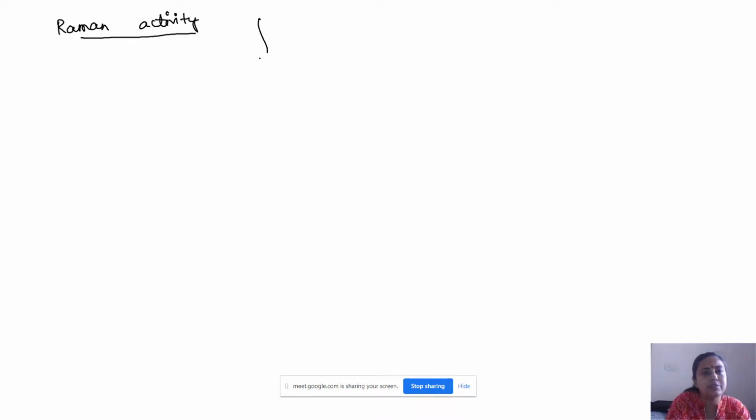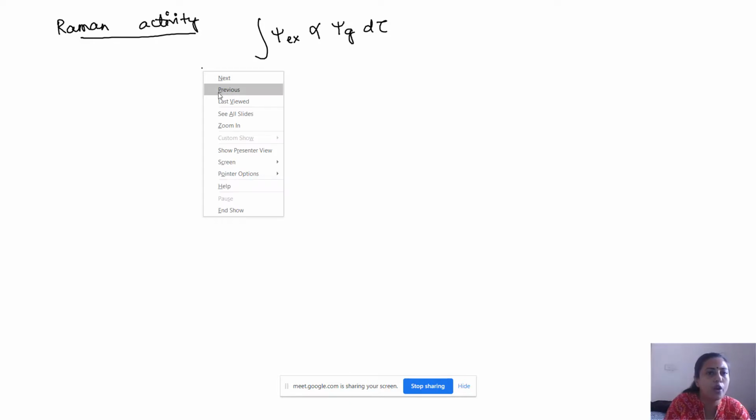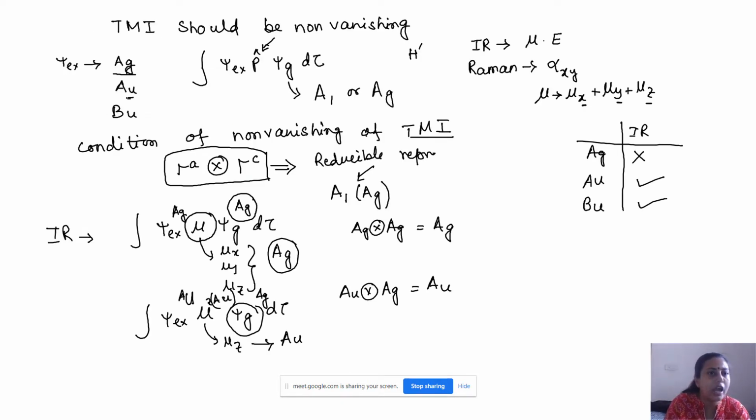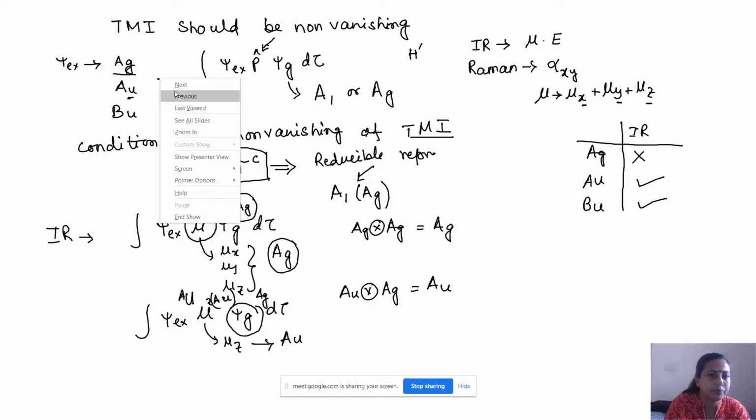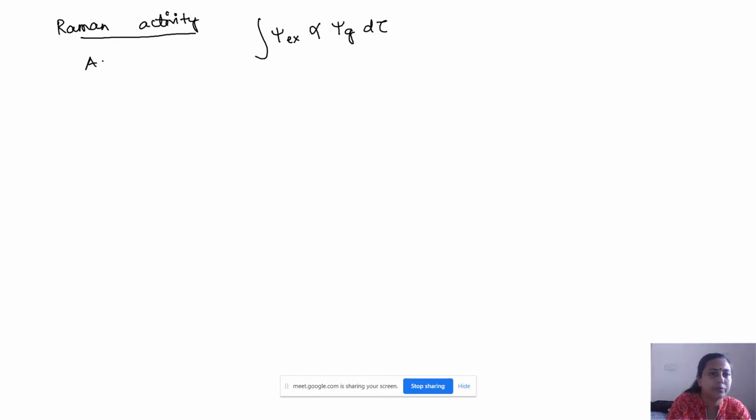For the Raman activity, the condition remains the same, but here instead of the dipole moment, the polarizability tensor would come. Now we have to look for whether this AG, AU or BU are they Raman active or not. AG, AU, BU. If you look into, first let me consider the AG.